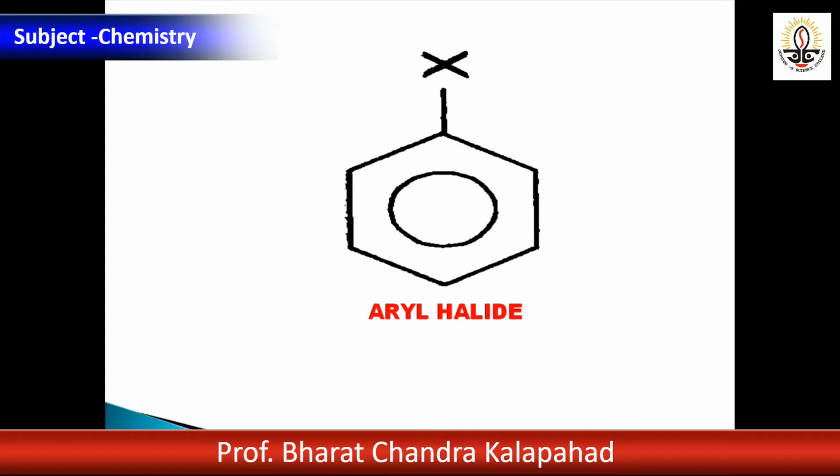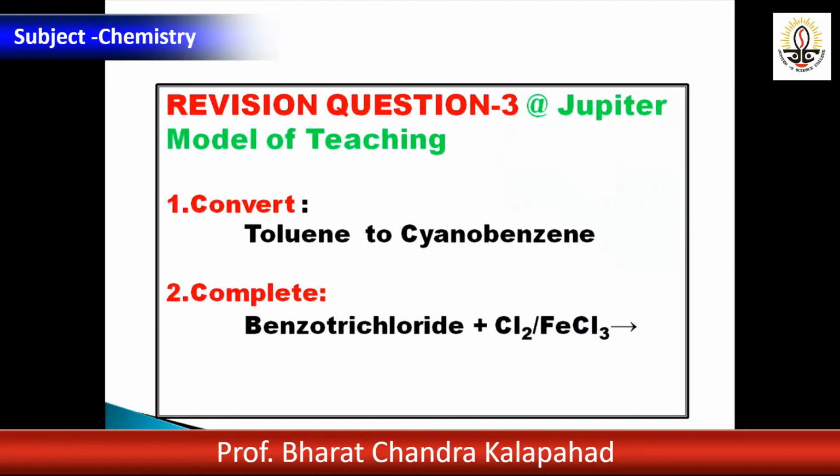Today we will discuss chemical reactions of aryl halide. Before going to the chemical reactions, let us discuss examination oriented questions from the previous topics taught. Come to revision question number 3. Question number 1: convert toluene to cyanobenzene.